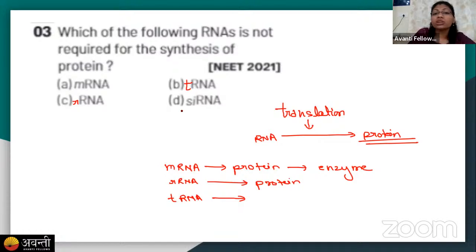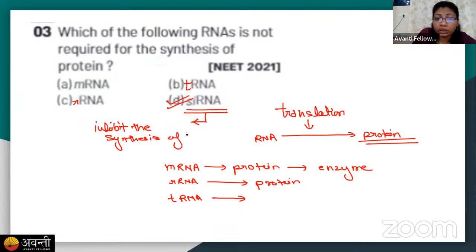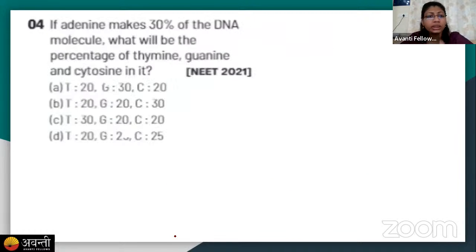So the only RNA which is not going to synthesize the protein is siRNA, because this small interfering RNA is used to inhibit, they are used to inhibit the synthesis of protein, right? So this process we have also studied in RNA interference. So we can say the answer for question number 3 is option D. Okay, the answer is option D here.